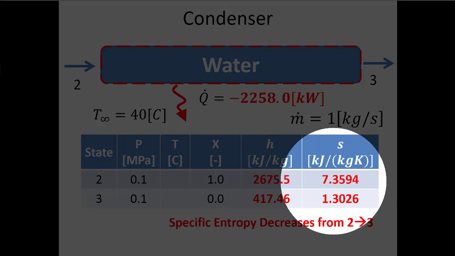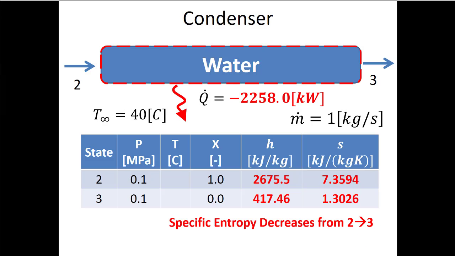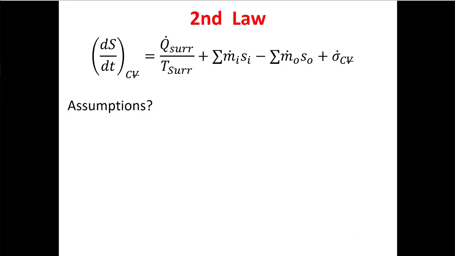So we went from 7.36 kilojoules per kilogram Kelvin down to 1.3 kilojoules per kilogram Kelvin. Entropy decreased in the fluid, but not in the universe, and we'll see why. So now we want to ask ourselves, is this process possible? We want to go through the second law analysis here.